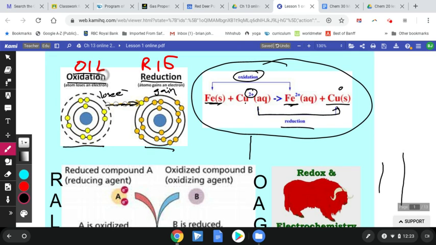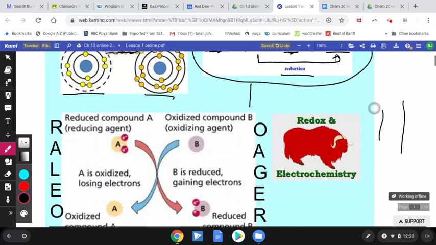And we use the term OIL RIG to help us. OIL: oxidation is loss of electrons. RIG: reduction is gain of electrons. So we'll use those over and over.